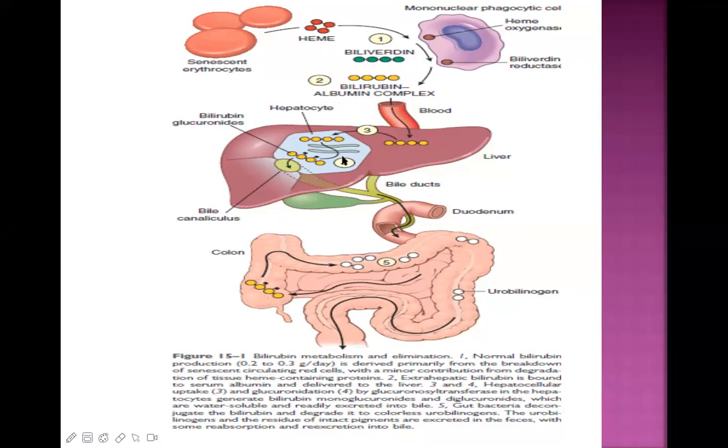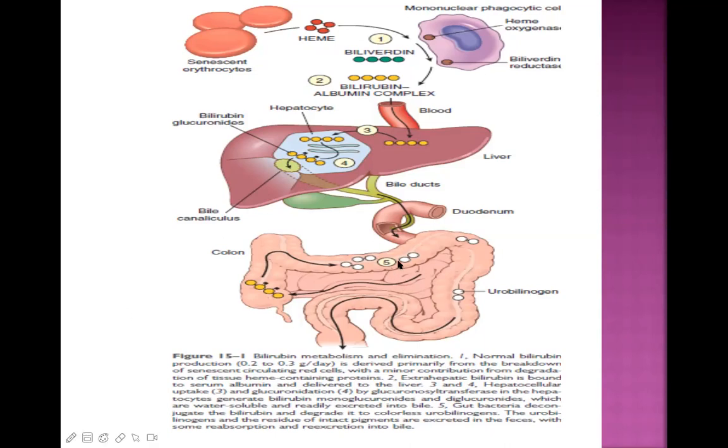Now, inside the hepatocyte of the liver, there will be a conjugation reaction. That conjugation reaction will form bilirubin monoglucuronide and bilirubin diglucuronide. After that, they become water soluble and are excreted in the bile. Now, through the bile duct, they come into the second part of the duodenum, and all other reactions occur in this intestine, because of this bacterial enzyme, which is known as beta glucuronidase.